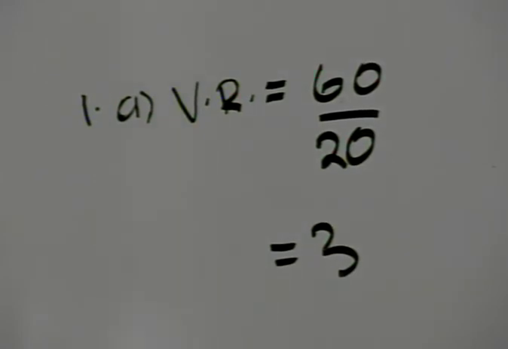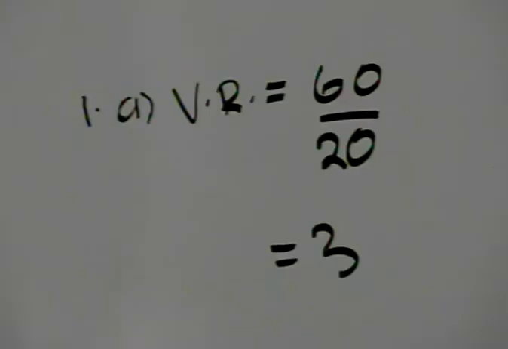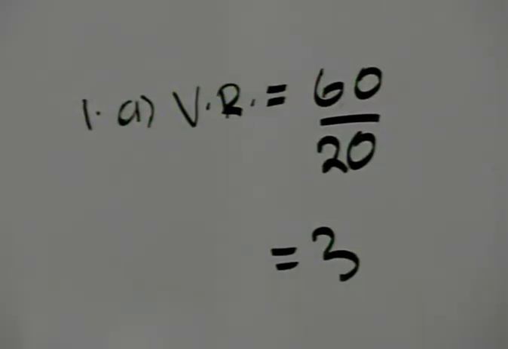The velocity ratio is equal to the number of teeth on the driven wheel, which is equal to 60, over the number of teeth on the driving wheel, which is equal to 20. So 60 divided by 20 is equal to 3. Okay, the student has given us 3 as the velocity ratio. All right, if you have 3, that is correct. Okay, we're moving on to question number 1B.